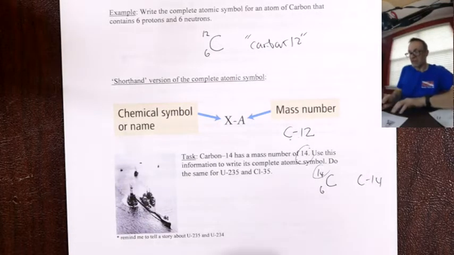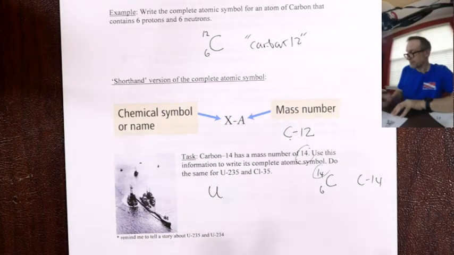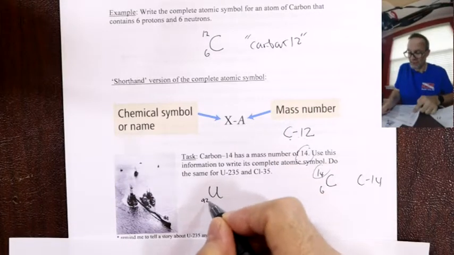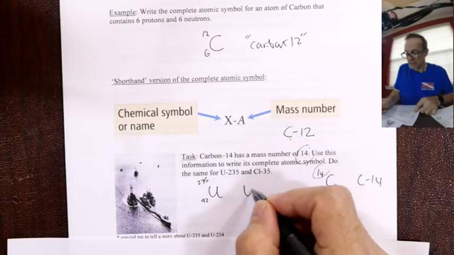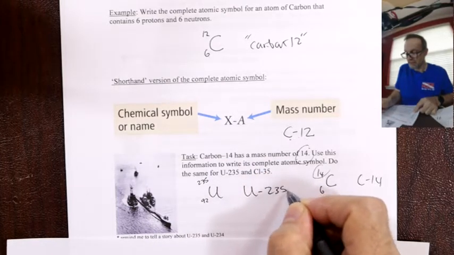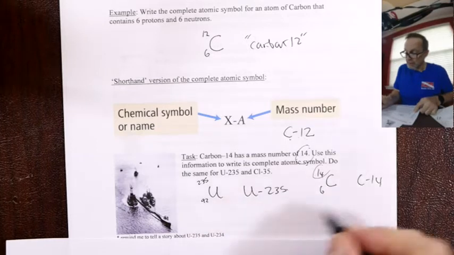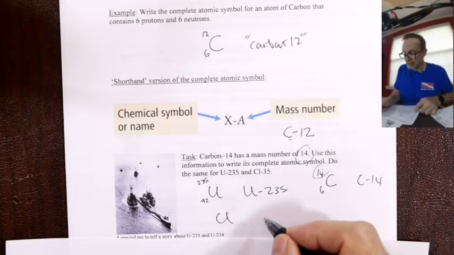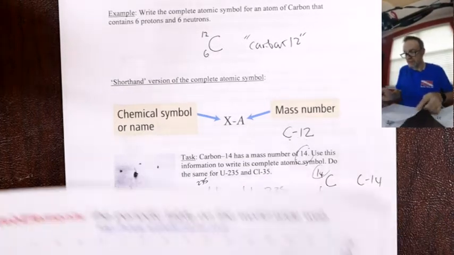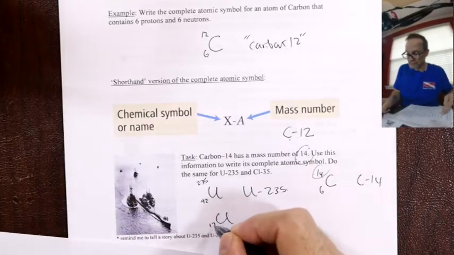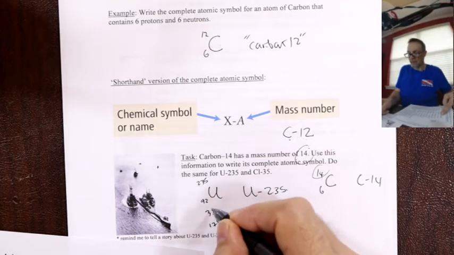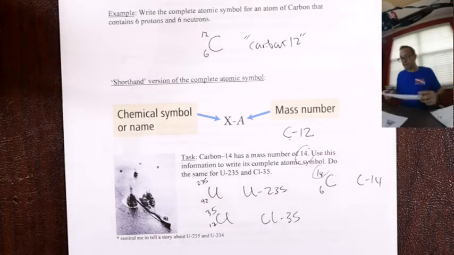So uranium-235. Let's do the whole thing first. Uranium is element number, if we look, 92, right? So 92 and 235, or we could write uranium-235. Chlorine-35. Well, chlorine is element number 17, and it weighs 35. Okay, all right. There we go.